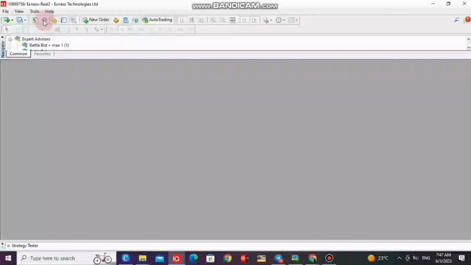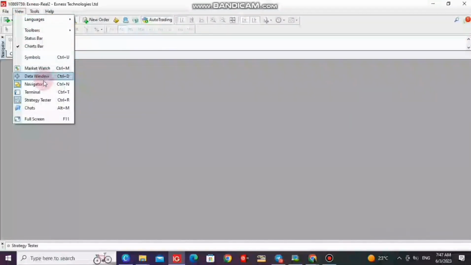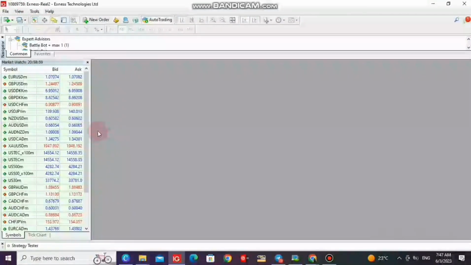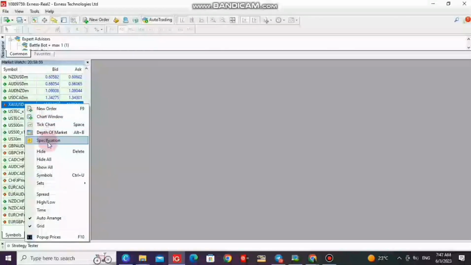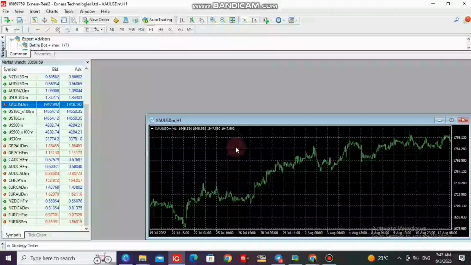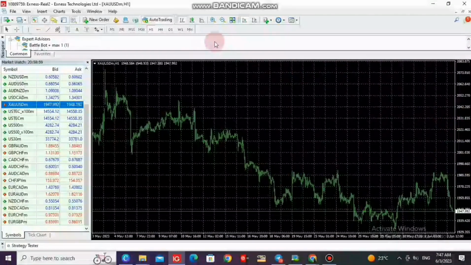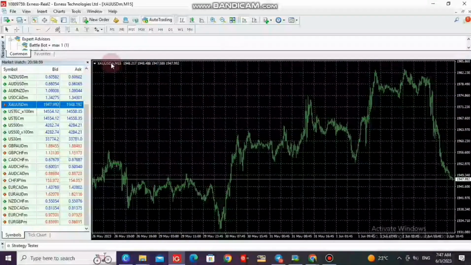After that, let me just bring my watch list to the screen so that you can also see it. Market watch. Let's say, for example, you want to place your robot on gold. So you are going to open your chart window. This bot actually works on M15 and 1 day time frame, so you can use it on the 15-minute time frame or on the 1 day time frame, but for now let me just place it on the 15-minute.